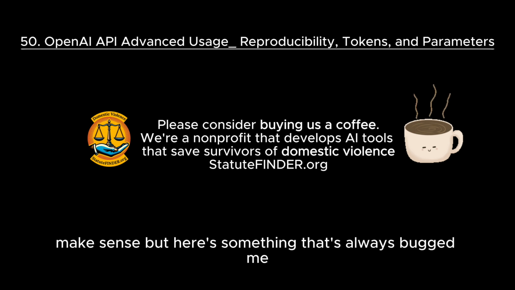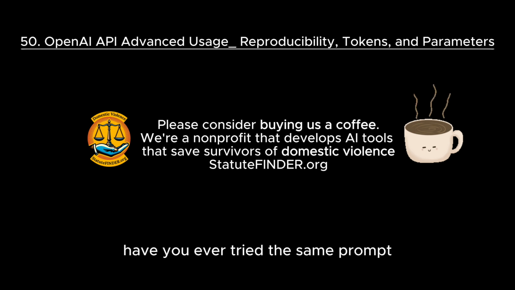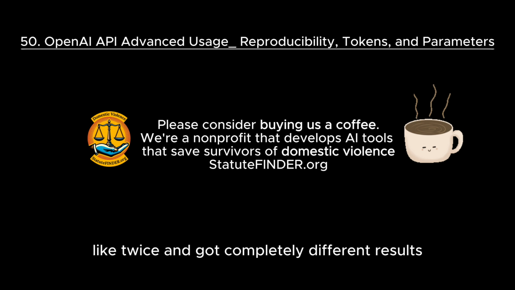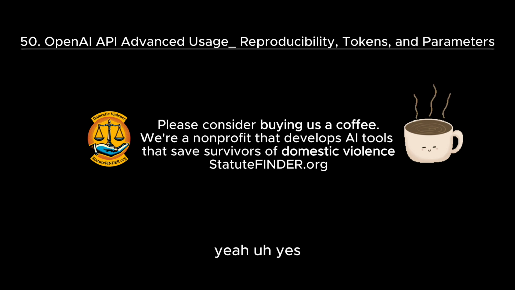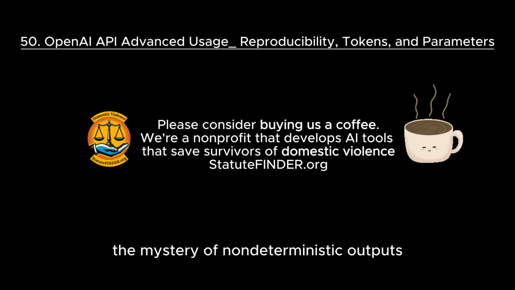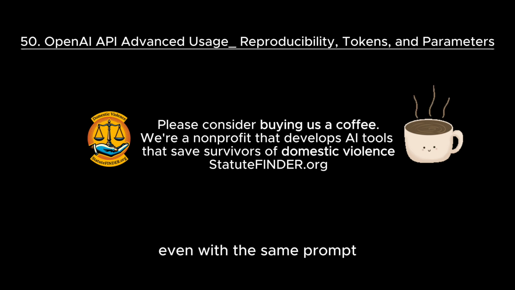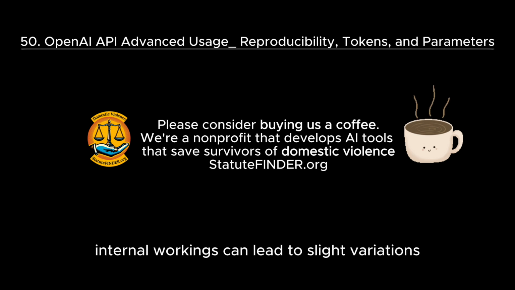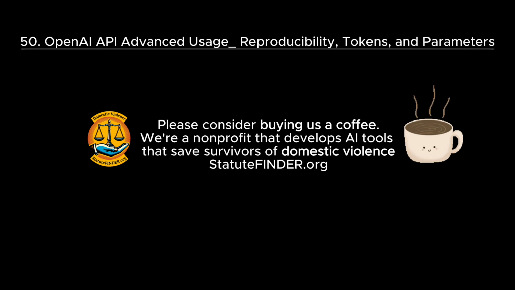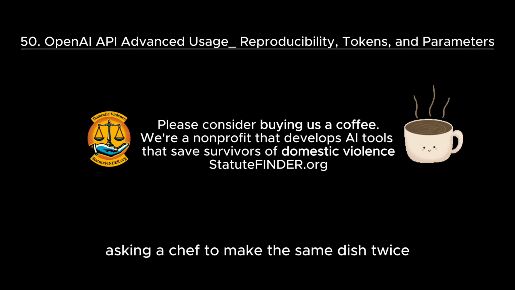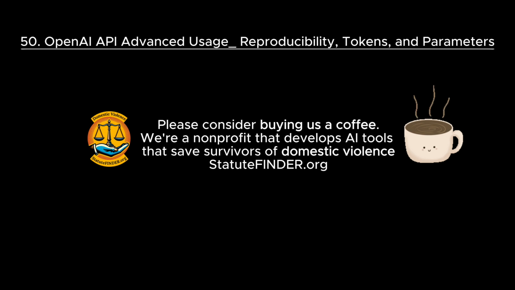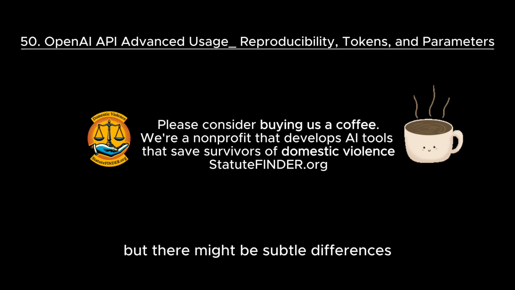Makes sense. But here's something that's always bugged me. Have you ever tried the same prompt twice and got completely different results? Yes. The mystery of non-deterministic outputs. It can be a little frustrating, but it boils down to the fact that even with the same prompt, the model's internal workings can lead to slight variations each time. Think of it like asking a chef to make the same dish twice. It'll taste similar, but there might be subtle differences.